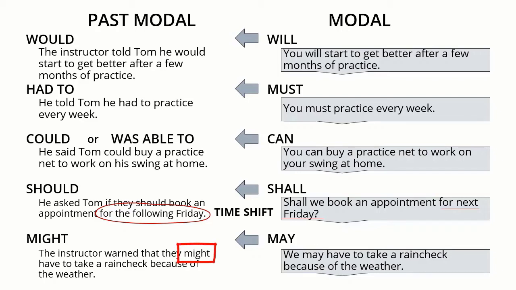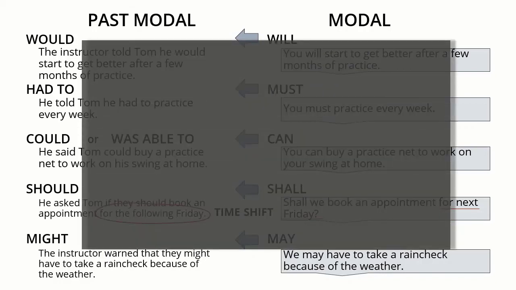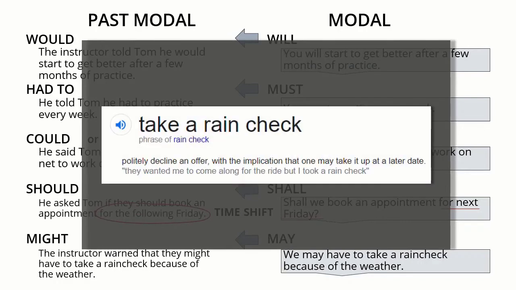A couple of things here. The instructor warned. So here we saw another reporting verb, warned instead of say or tell. And another thing I want to point out is a rain check, which is an expression that means to postpone or delay. And this expression comes from golf, but we often use it in English conversation. So let's say you have a date or a meeting, and for whatever reason you have to cancel, you might say, can we do a rain check?